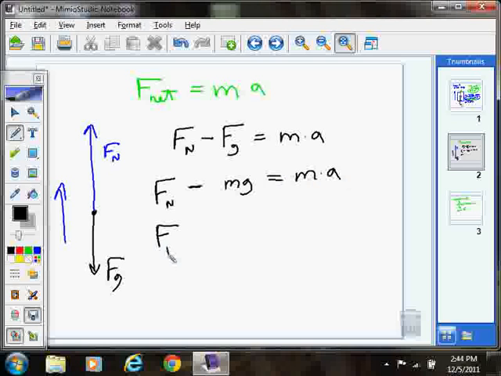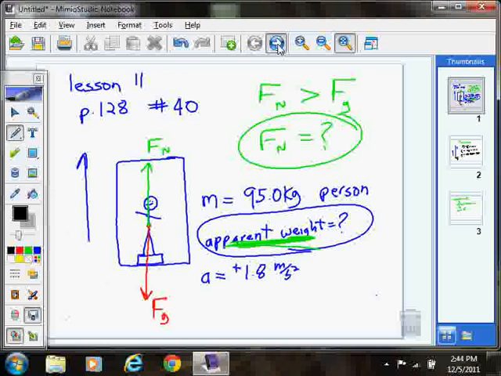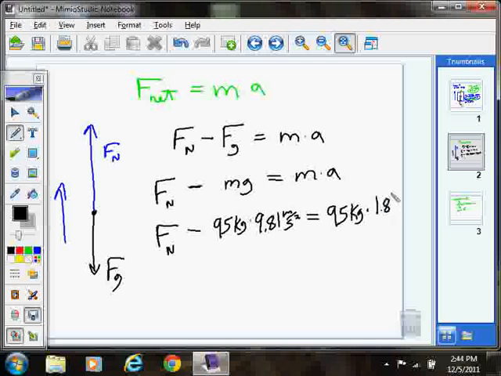So now we have enough information to solve. It's a 95 kilogram person times 9.81 meters per second squared, or you can use 10 meters per second squared, equals 95 kilograms times, what was the acceleration? 1.8. And if you solve for the normal force, that's what the apparent weight is. You would look down at the bathroom scale and say, oh my God, apparently I weigh that much.